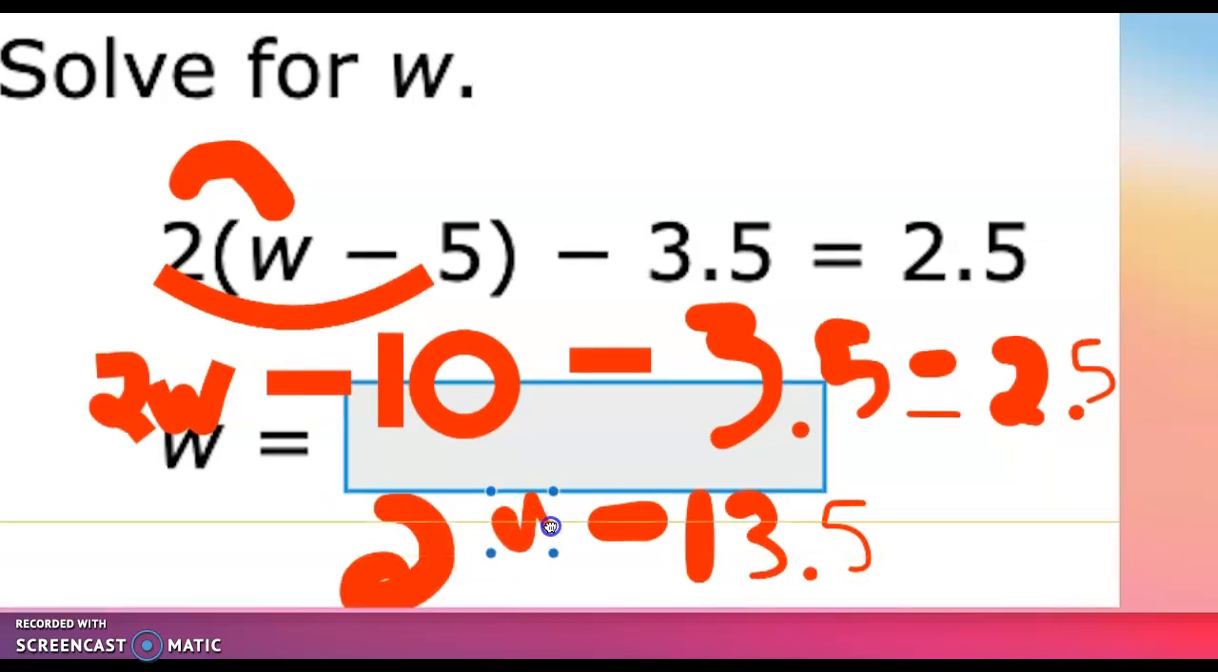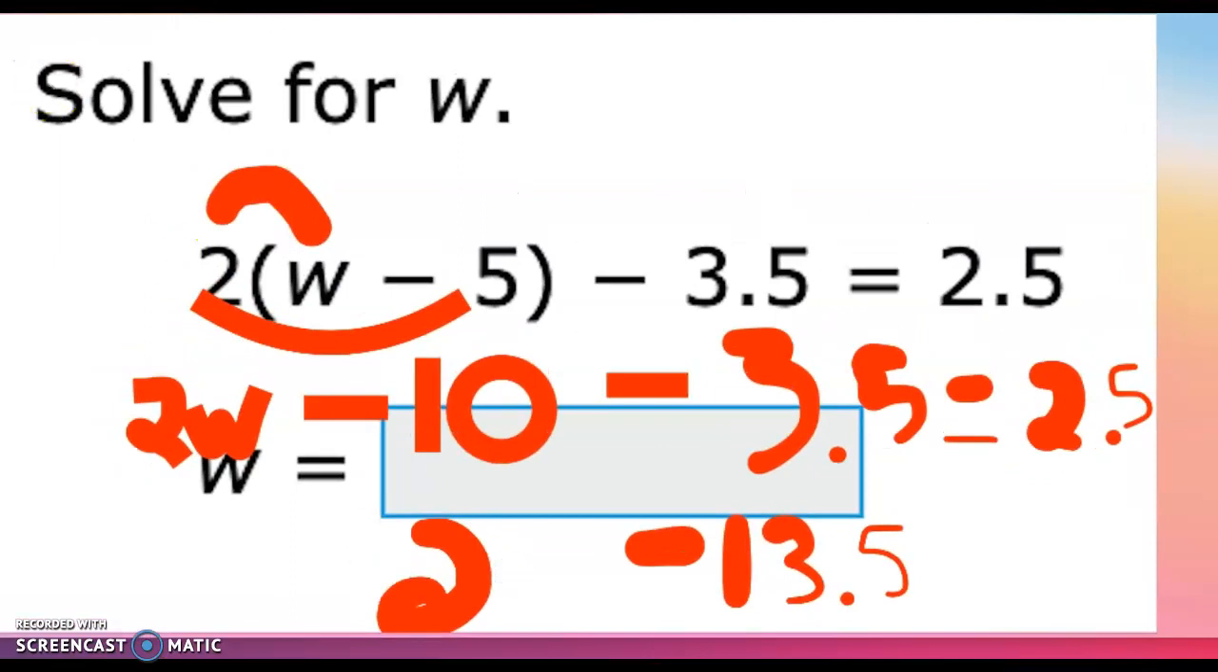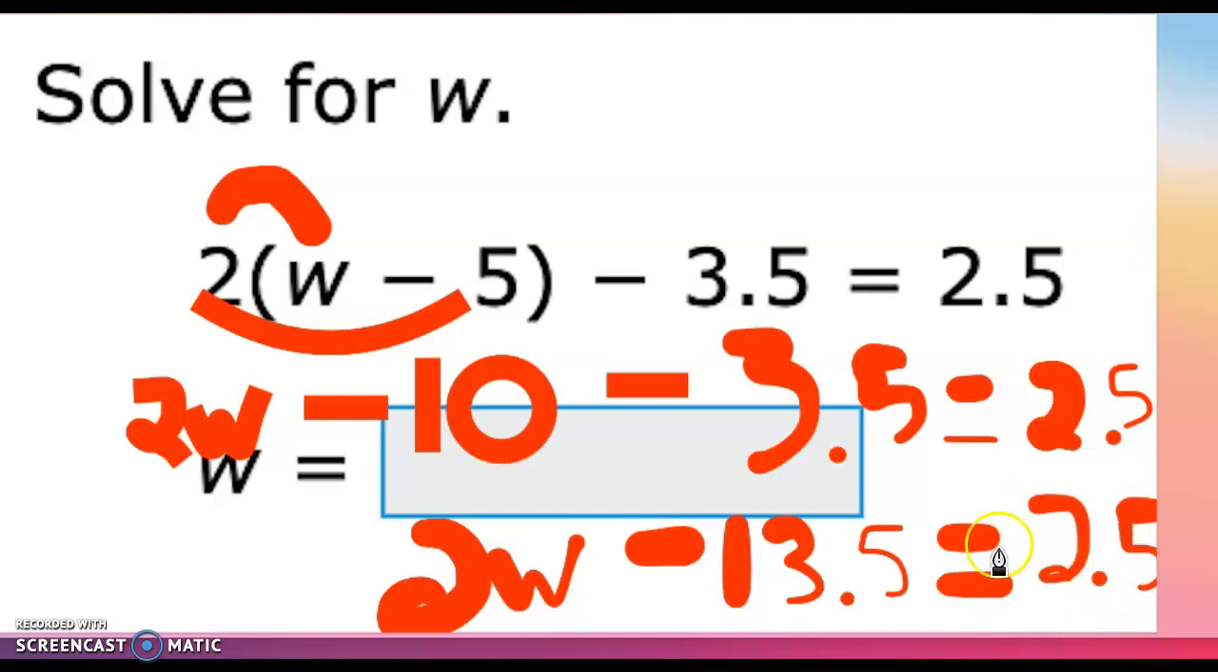And now once you get, seriously, this is not even working. And I bet I'm not even recording in the right spot. That's even better. I'm gonna have to redo this all. And then you're gonna add 13.5 to both sides to get 15 point or 16, and then you'll divide by 2, so W would equal 8.